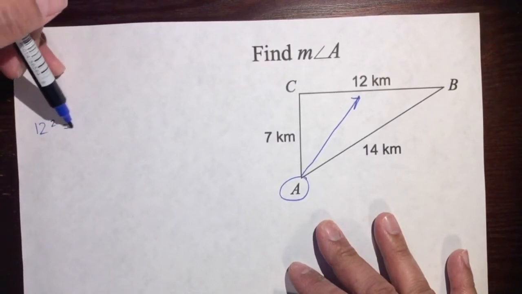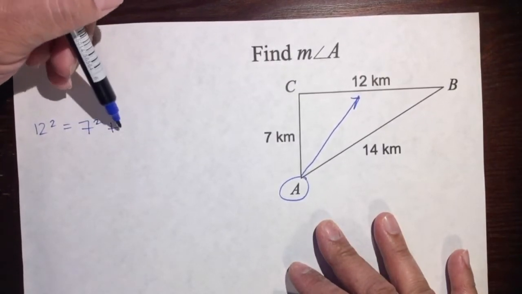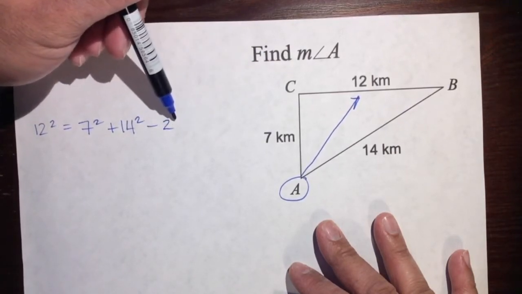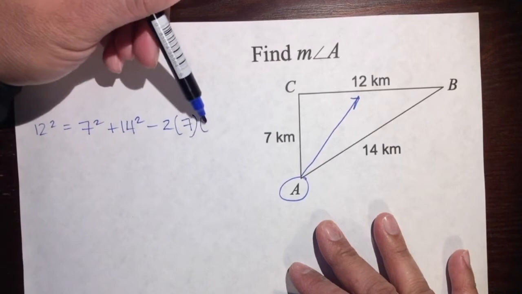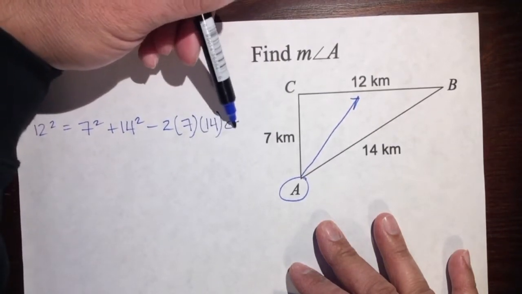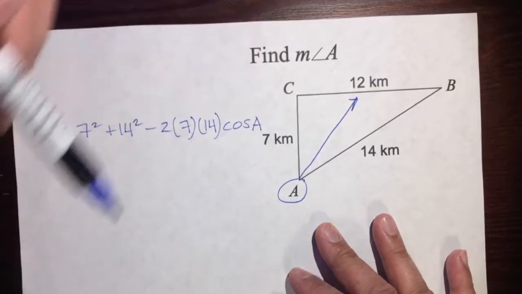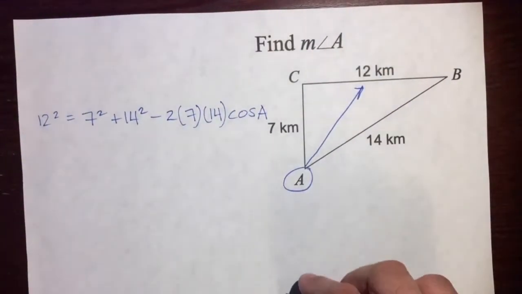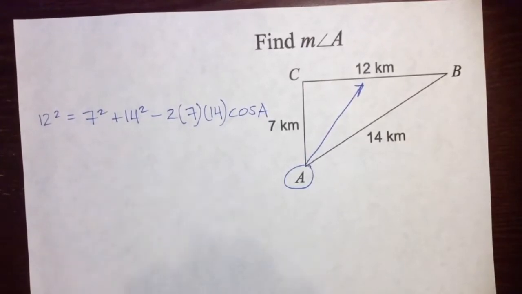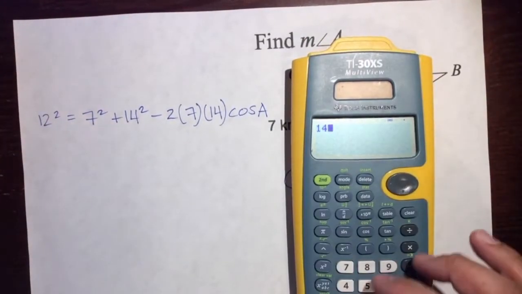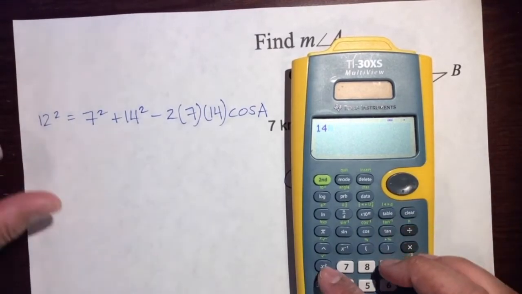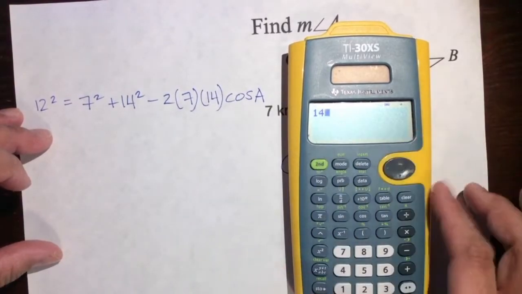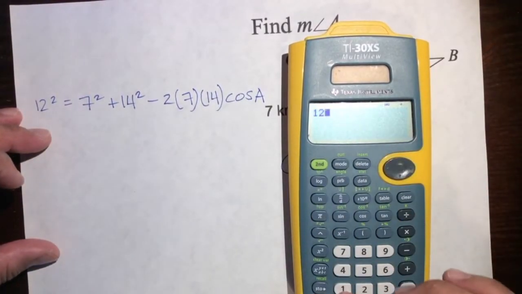12 squared is equal to 7 squared plus 14 squared minus 2 times 7 times 14 times cosine of angle A. That's what we're trying to find. Here are the ends of our bread. All right, let's grab our calculators. 12 squared. And if you don't have a square button, just type in 12 times 12. Make sure it's not 14 like I did. So that would have been really bad at the beginning.